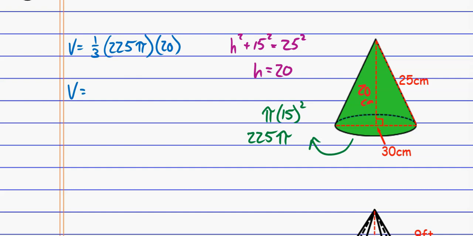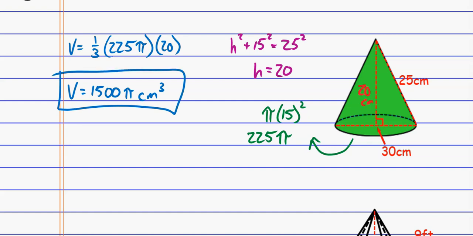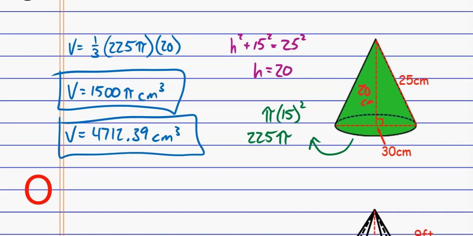And again, I'm going to leave this in terms of pi. That's a 1,500 pi cubic centimeters. And so that's my exact value for the volume. If I wanted the rounded off value, again, I use that pi button on my calculator, plug it in, and I get 4712.39 cubic centimeters.